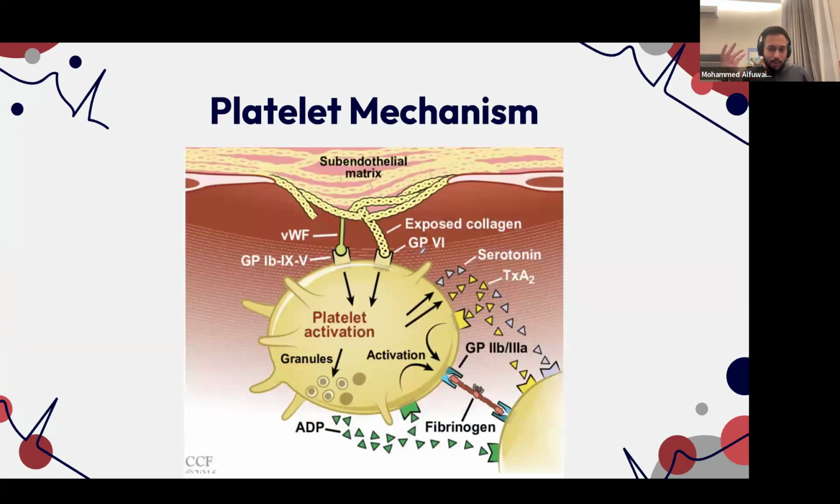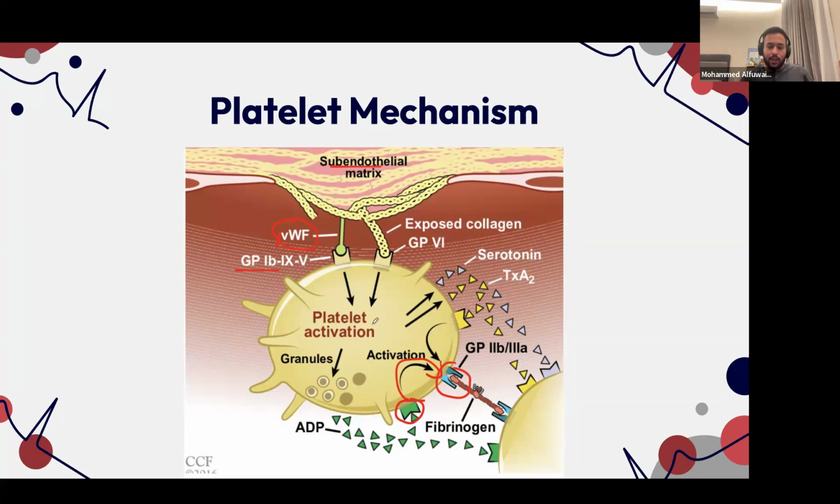Firstly, you all know platelet mechanism, very easy. Once you have exposed subendothelial matrix, you have von Willebrand factor exposed. GP1B will bind to von Willebrand factor and it causes activation of the platelets. One important part of activation of platelets is these ADP receptors. Once adenosine and all that binds to its ADP receptor, it causes more GP2B3A receptors to be expressed. This causes platelet aggregation, with fibrinogen, with other platelets.